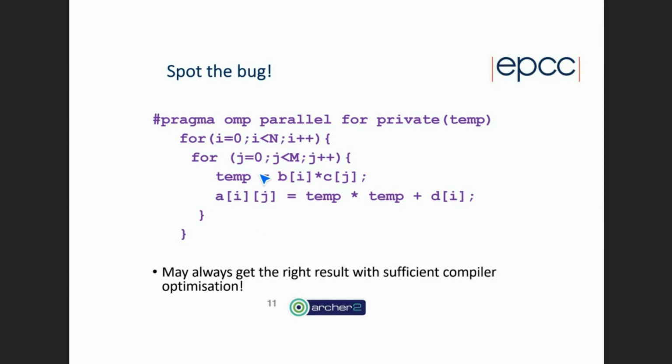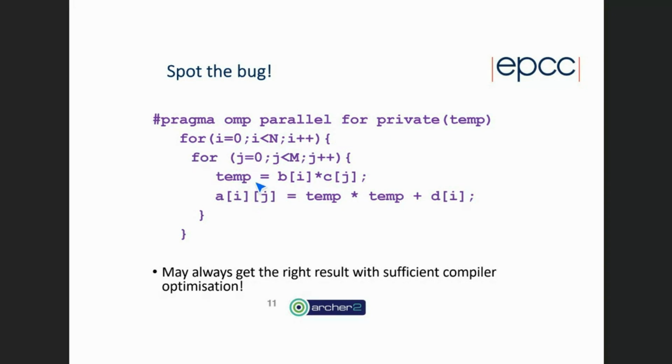Yes, so in C, the parallel loop iterator, so I is okay, the parallel loop iterator is always private by default. But J is, as far as OpenMP is concerned here, just any old variable. And it will be shared by default.